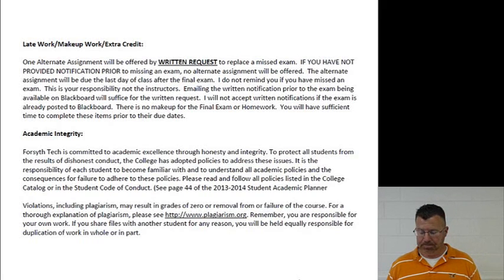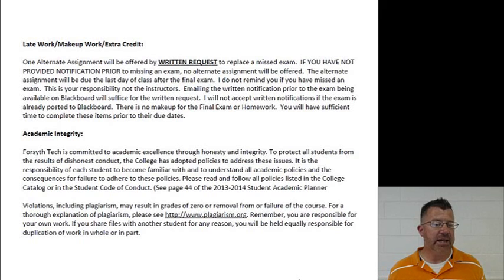Academic integrity. Forsyth Tech is committed to academic excellence through honesty and integrity. To protect all students from the results of dishonest conduct, the college has adopted policies to address these issues. It is the responsibility of each student to become familiar with and to understand all academic policies and the consequences for failure to adhere to these policies. Please read and follow all policies listed in the college catalog or in the Student Code of Conduct. Please see page 44 of the 2013-14 Student Academic Planner.